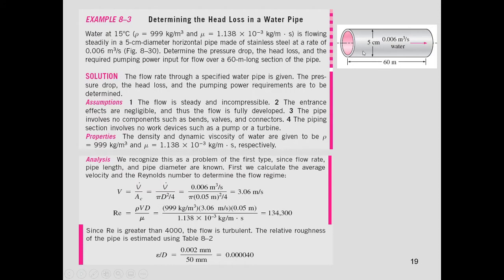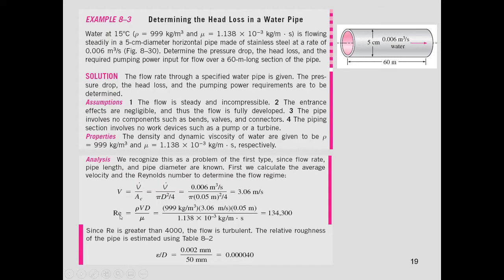of the pipe. Okay, now the flow rate is 0.006 meter cube per second, the diameter is 5 centimeter, and the length of the pipe is 60 meter. First you need to determine the type of flow. Since the flow rate is given, you need to calculate the velocity. Velocity is equal to V dot over A. V dot is equal to 0.006 meter cube per second, and the area of the pipe is pi D square over 4, pi times 0.05 square over 4. Then you get the velocity is equal to 3.06 meter per second.